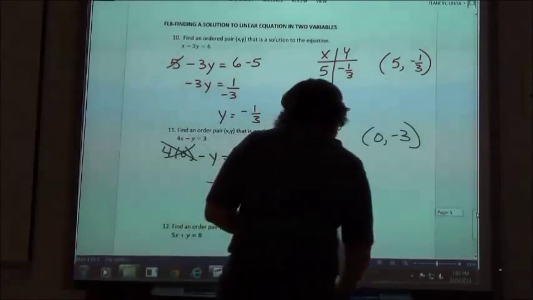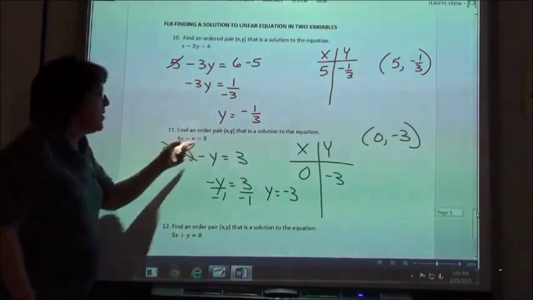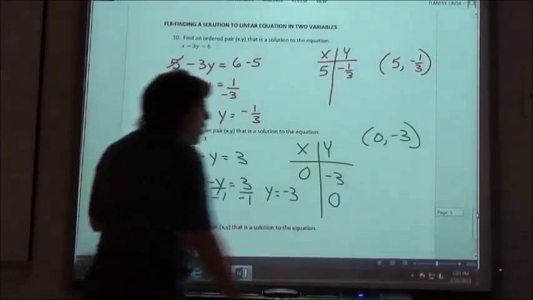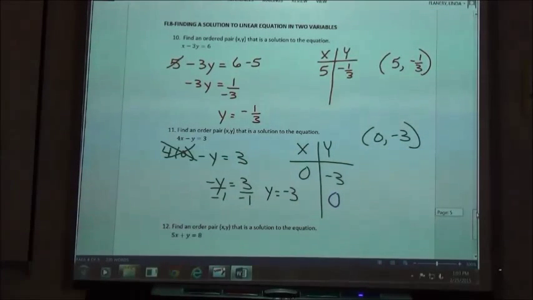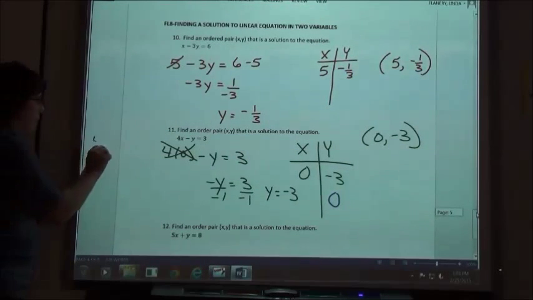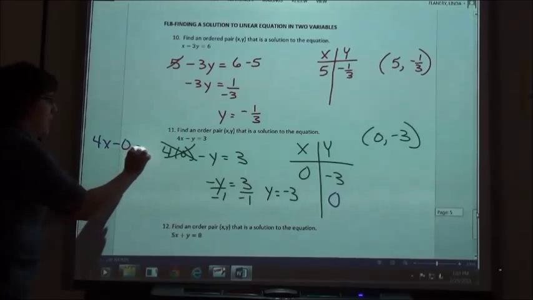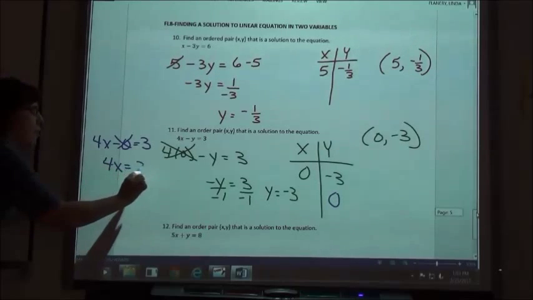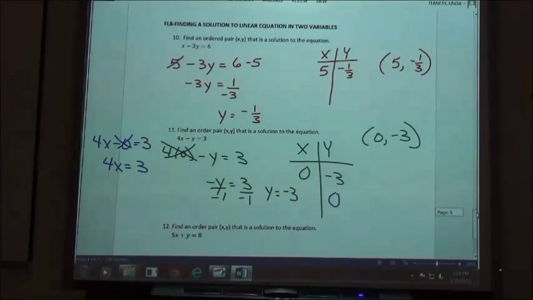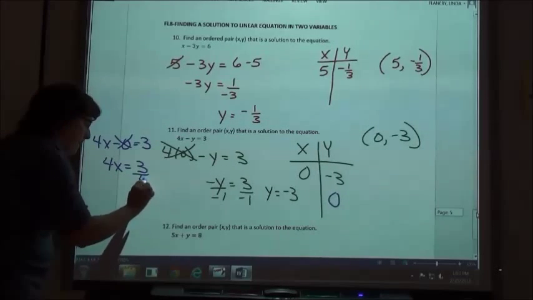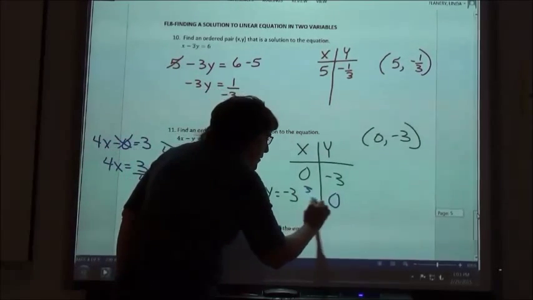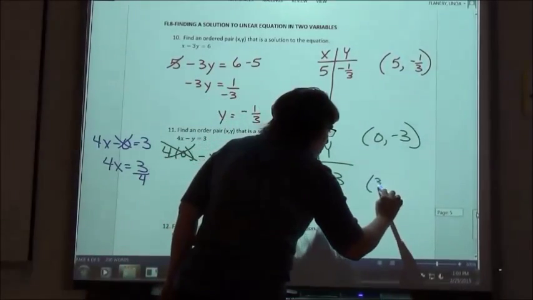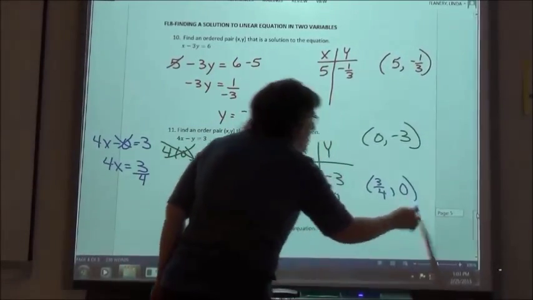Now, just for fun, if I use that same equation, what if I put the 0 in for the y instead of the 0 in for the x? I would have 4x minus 0 equals 3, right? This would be gone, and my equation would say 4x equals 3. How do I solve that for x? Just divide by the 4. So 3/4. So when I put that one in, I would put 3/4 with 0.